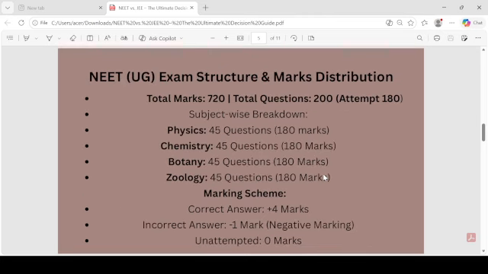The next is the NEET exam pattern. The question paper will be of 720 total marks, and the total number of questions is 200. Subject wise breakdown: in physics you have 45 questions of 180 marks, chemistry 45 questions of 180 marks, botany 25 questions of 180 marks, and zoology 45 questions of 180 marks. The same marking scheme applies: plus 4 for a correct answer and minus 1 for a wrong answer.